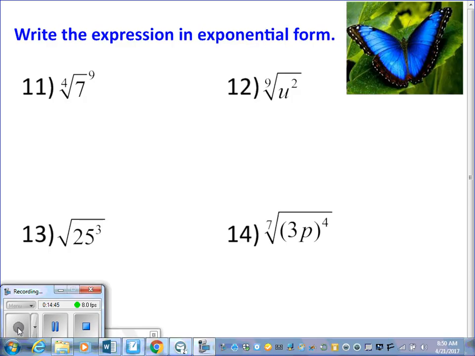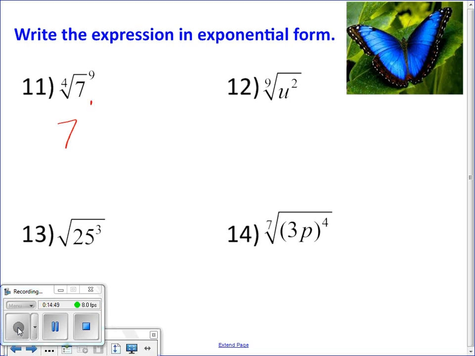All right, number 11, what do we get? 7 to the 9/4. Katie, number 12. Marcus, number 13. Good. Caleb, number 14. Perfect. Finally, an easy day in math, right? Yes, finally.